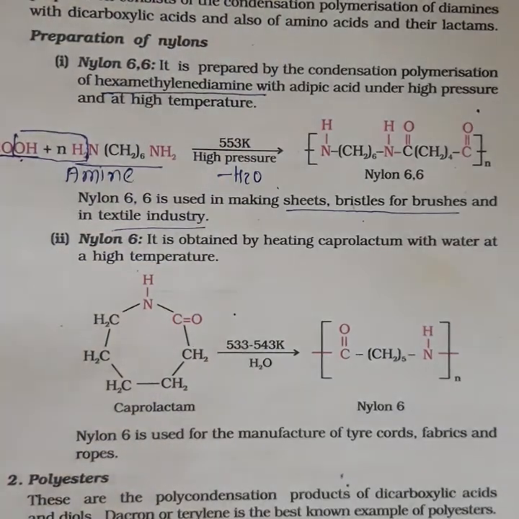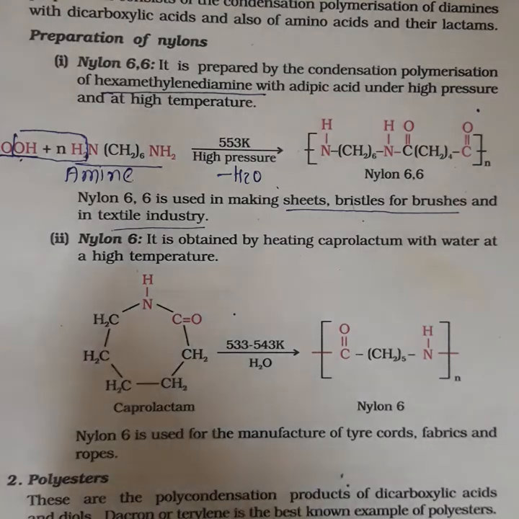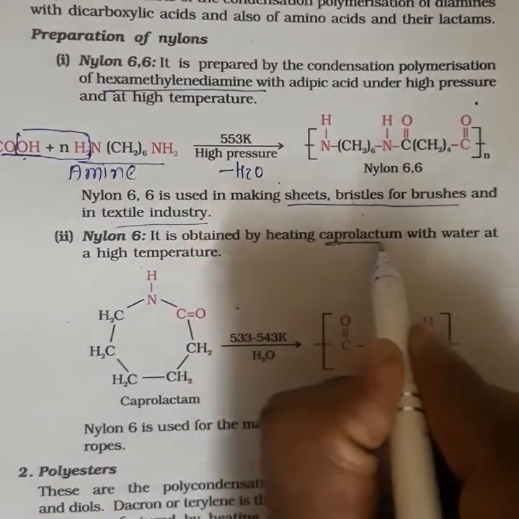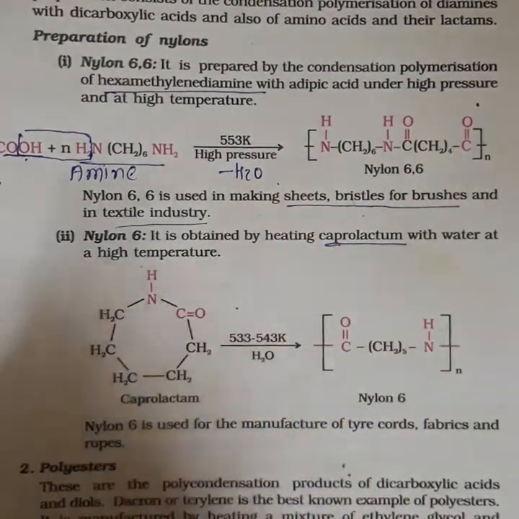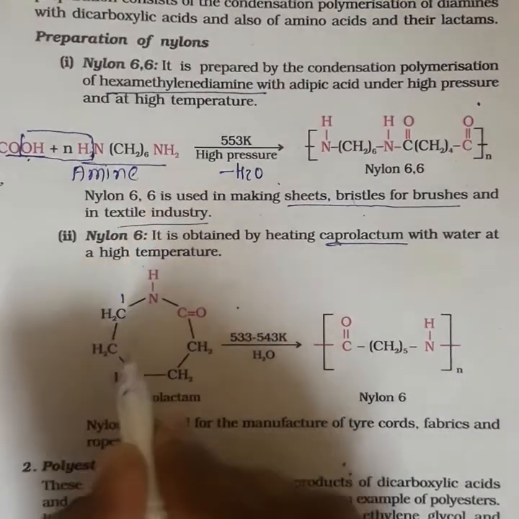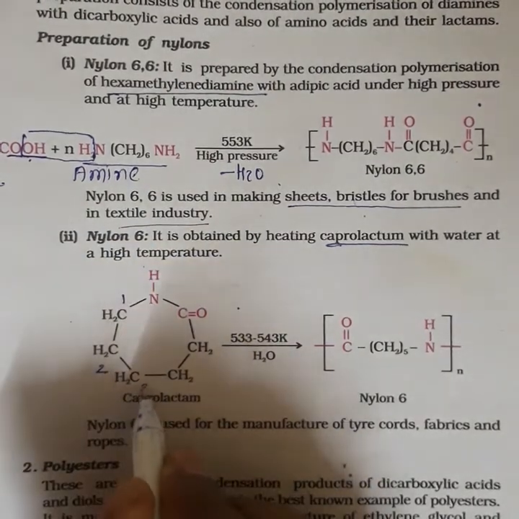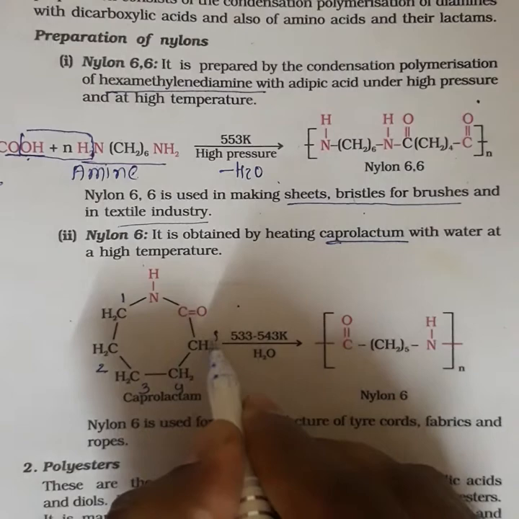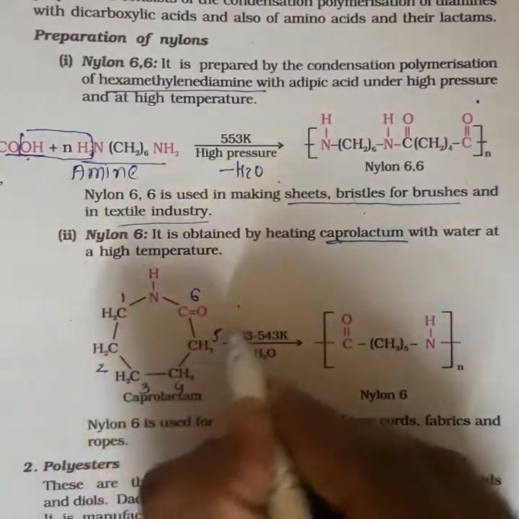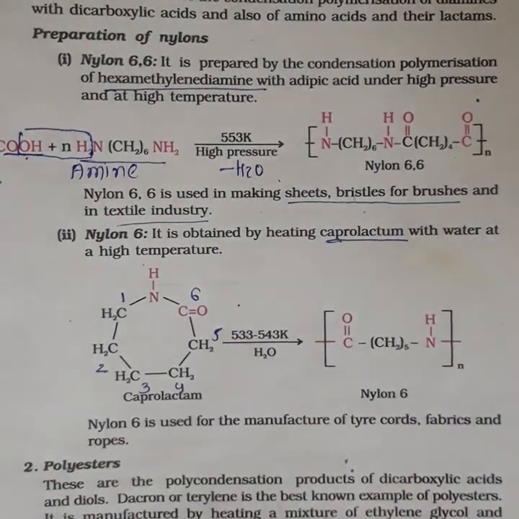Then the next one is nylon 6. Nylon 6 means only 6 carbons are present in the monomer, and the polymer is also made up of 6 carbon units. It is made up of caprolactam, a caprolactam ring. You can count the number of carbons present in caprolactam: 1, 2, 3, 4, 5 and 6. Caprolactam itself is a polyamide class of monomer.